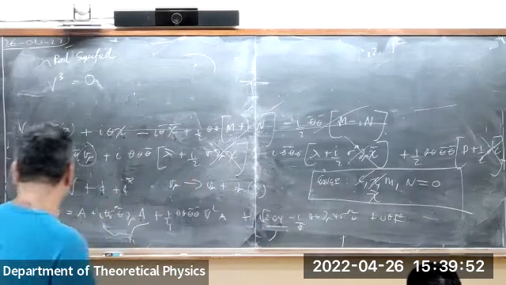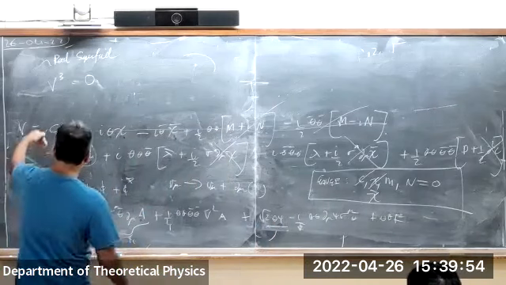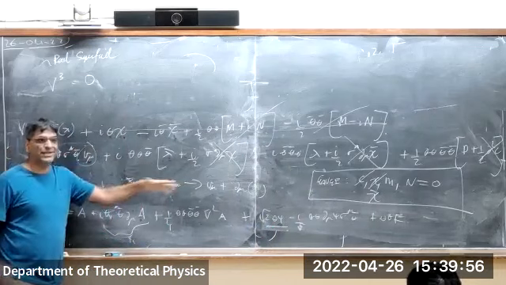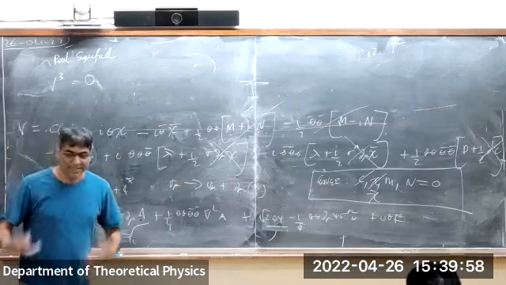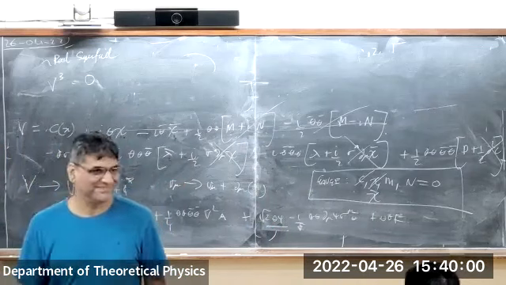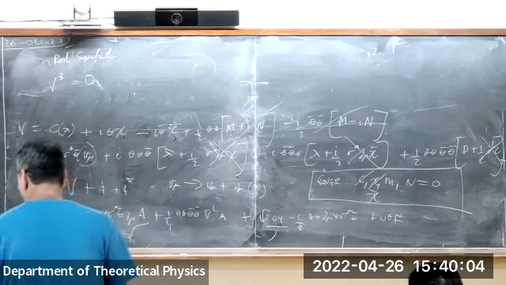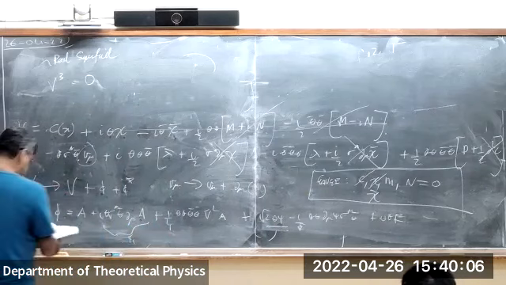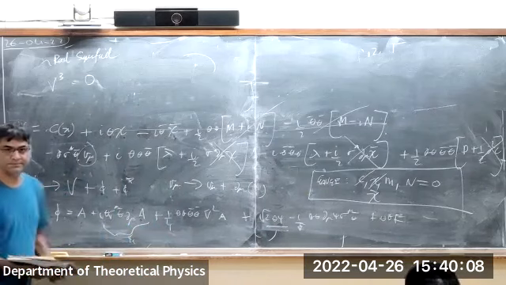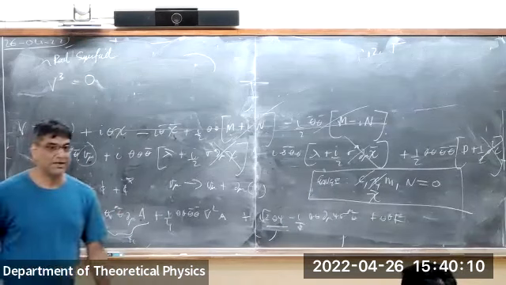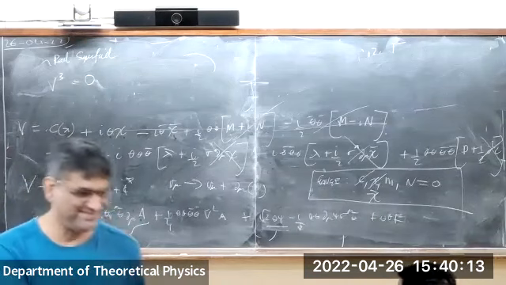Is this clear? So this was the advantage of choosing a gauge where the field starts with high powers of theta. It means you can't do too much with this field. Right? Okay, excellent.